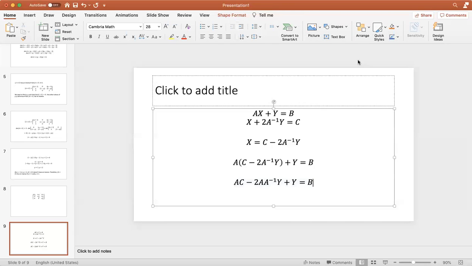Right, so going back to our problem. So this cancels out, right? Because A times A inverse, that's the identity.